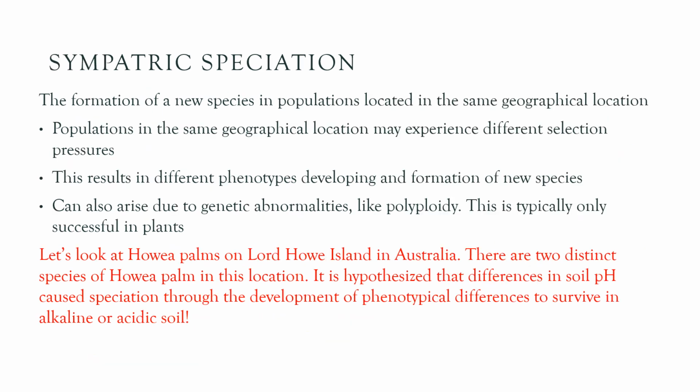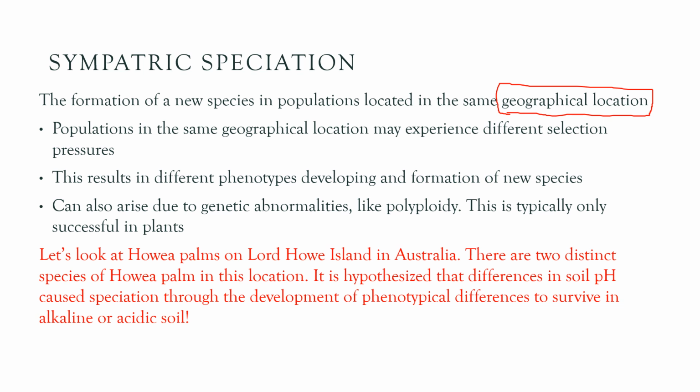We also then have sympatric speciation. So this is again the formation of a new species, but in this scenario, they're in the same geographical location. So they haven't been separated by a mountain range or something like that. This is happening in the same location. This is normally happening in plants, because it's pretty hard for this to happen with animals, but this happens a lot in plants.